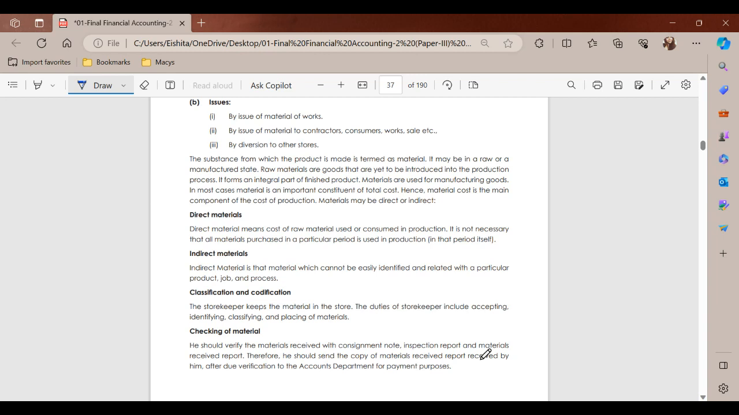500 material, 50 rejected. Okay, so this is just an example, because after his verification he will take the invoice to the accounts department. So the accounts department will make the clearance of his bill. Okay.